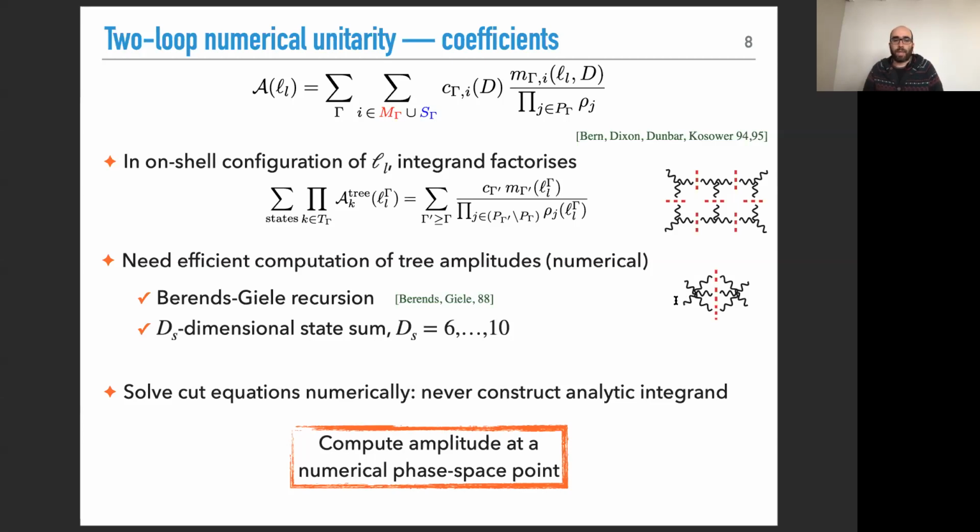cut. And then, once you've built the set of equations here, you solve these equations numerically, and this avoids the construction of an analytic integrand. And once you've done this, as I said, the integration step is simply setting to zero the surface terms. So through this procedure, you can compute the amplitude at a numerical phase space point, for a numerical value of D_s and the dimensional regulator.